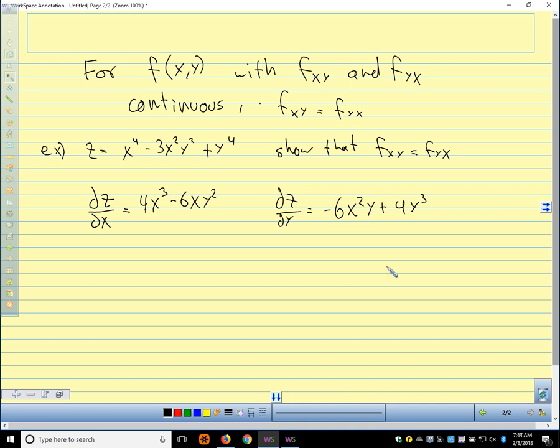Is that right? Okay, I did it correctly. All right, so then we'll take the partial of this with respect to y. Partial with respect to y of dz dx, and we get minus 12xy. And we take the partial with respect to x of dz dy, and we get minus 12xy.